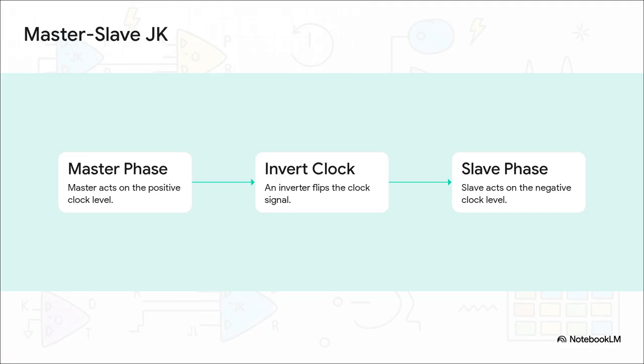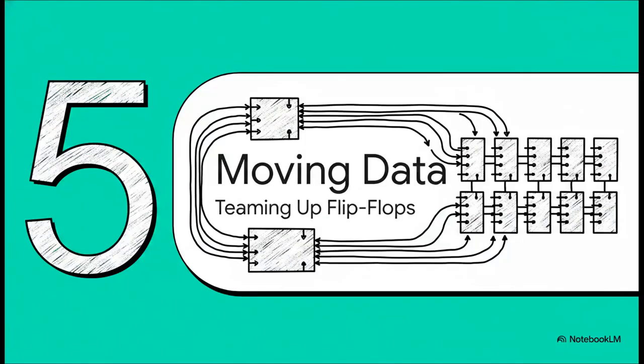race-around glitch. Step 1. The first flip-flop acts as the master and responds only to the positive level of the clock pulse. Step 2. An inverter, basically a NOT gate, completely flips that clock signal, which leads to Step 3. The second flip-flop, the slave, is now forced to act only on the negative level of the clock pulse. By making sure they never ever act at the exact same time, data is passed securely from master to slave without any of that erratic toggling. Pretty genius, right? Moving right along to Section 5, shift registers, moving data, teaming up flip-flops.